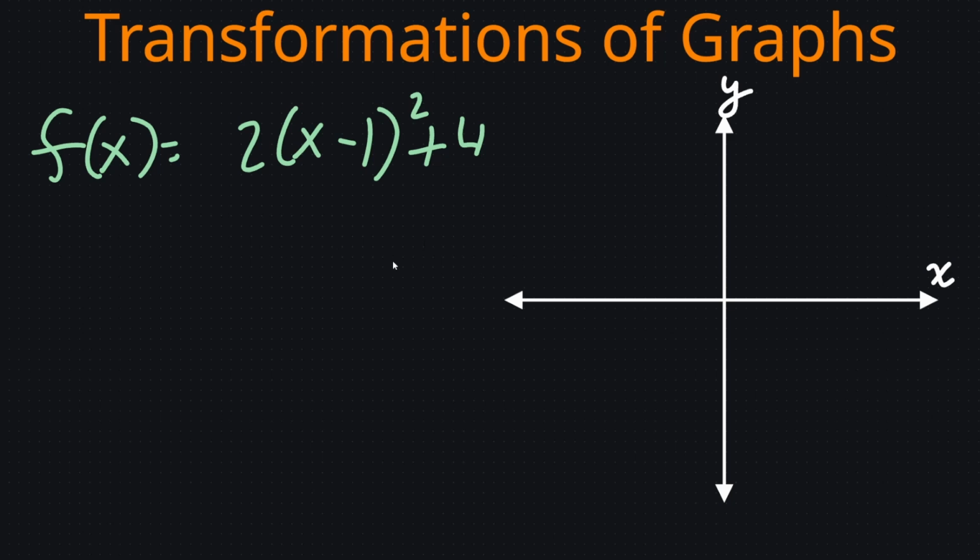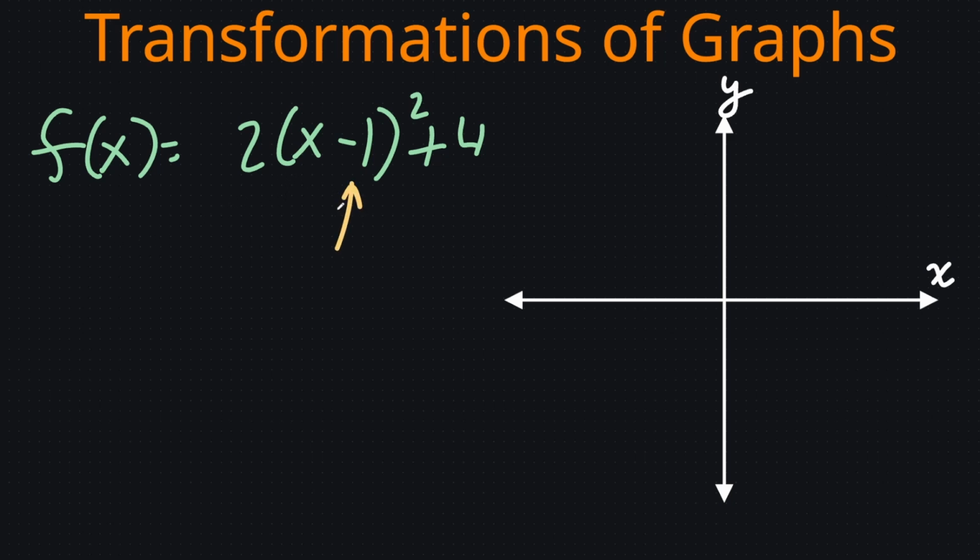All right, let's try this one out. So we have f of x equals 2 times (x minus 1) squared plus 4. This is once again an x squared base, and so I can imagine my original parabola going right here. And I have to identify what the heck's happening to it. Well, there's a few things happening to it.